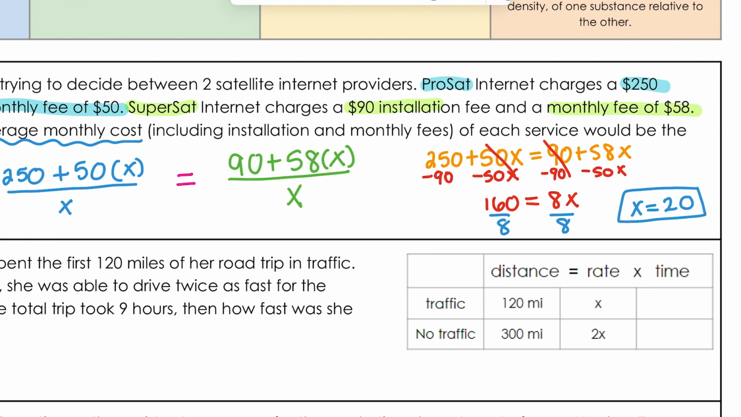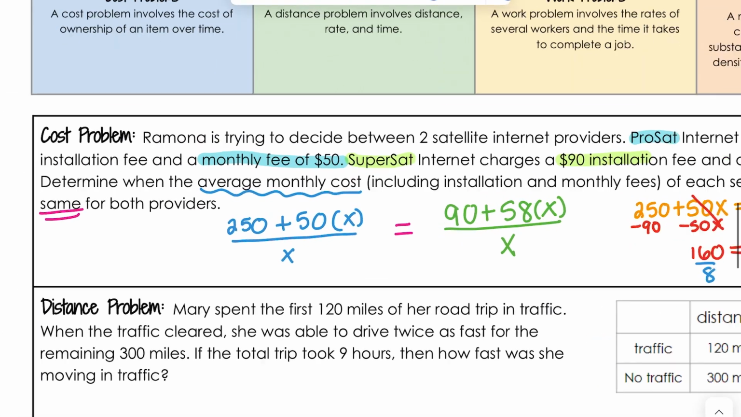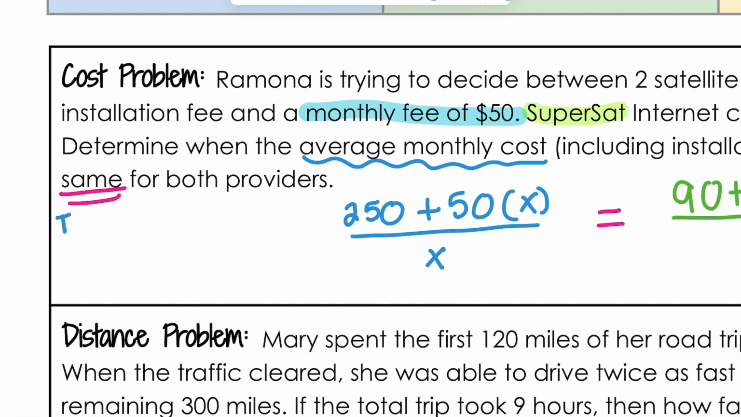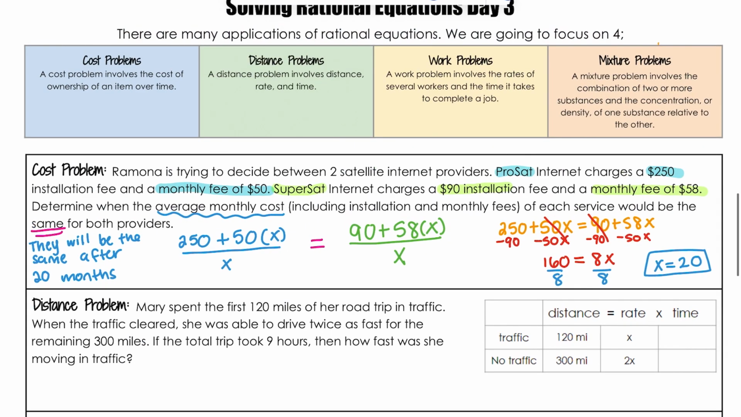So our final answer then would be after 20 months, they will be the same. With application problems, we always want to respond to the context of the problem. And there you go, that's an example of a cost problem.